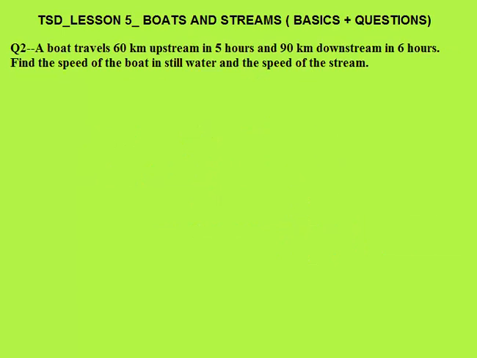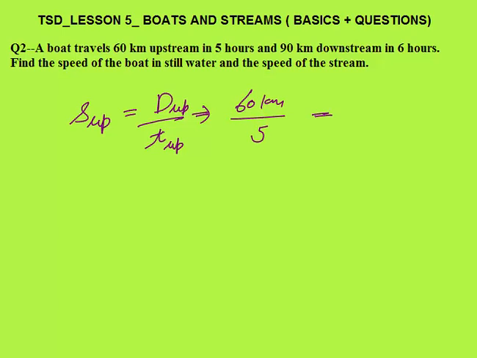Next question is, a boat travels 60 km upstream in 5 hours. Now we can calculate the speed upstream. What is the speed upstream? Speed is distance upon time. Distance upstream we are covering 60 km in a time 5 hours. So upstream speed would be 12 km per hour.